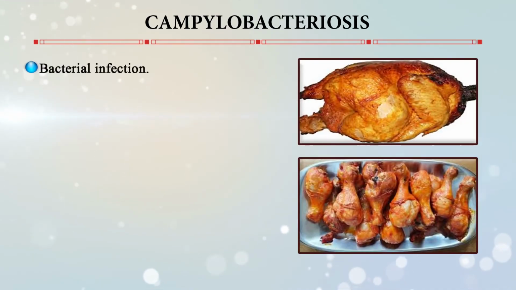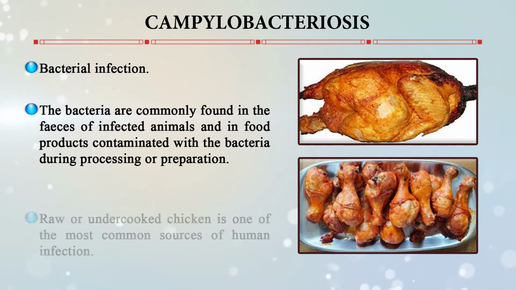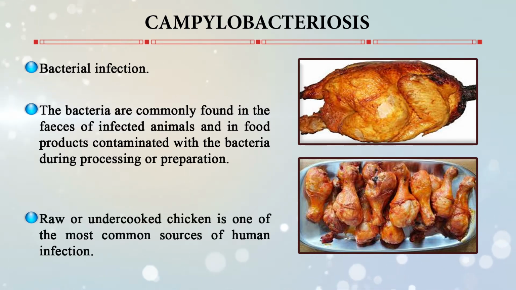Now let us go on to certain infections and foodborne illnesses, the diseases. The first one is Campylobacteriosis. This is caused by the Campylobacter species. It is a bacterial infection, and the bacteria are commonly found in the feces of infected animals and in food products that are contaminated with the bacteria during processing or preparation. Raw or undercooked chicken is one of the common sources of human infection.